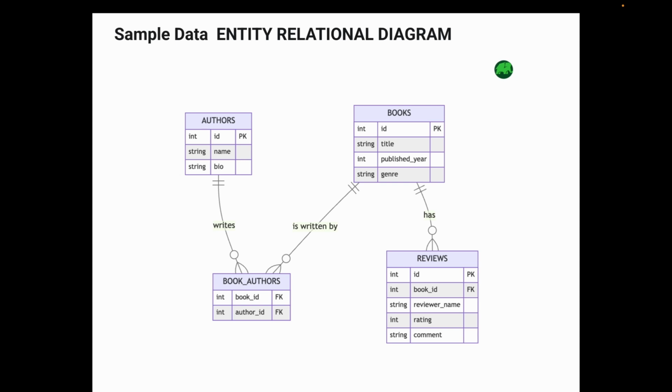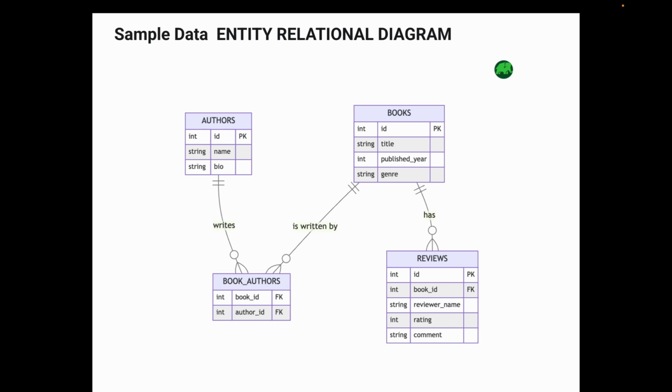Now let us analyze how these entities relate to each other. Authors and books: an author can write multiple books, and a book can have multiple authors. This many-to-many relationship is handled by the book authors table, which contains book ID and author ID, a foreign key referencing books and a foreign key referencing authors.